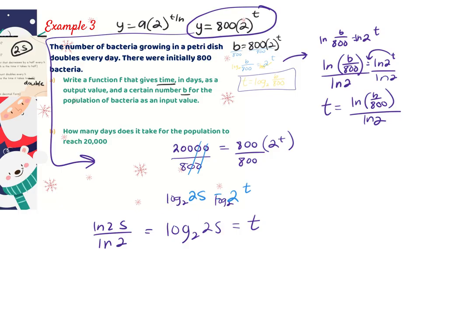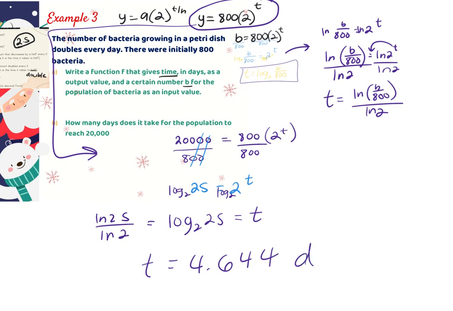With a calculator, I would do ln 25 divided by ln 2. Oh, that's yours. Yeah, that's okay. I didn't know whose this was. t would be 4.644 days. Can you have a partial day? Yes, you can have a partial day. You can't have a partial human being, hopefully. But you can have a partial day.